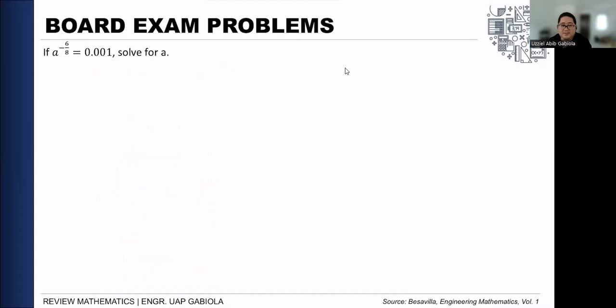Okay, so if a is raised to negative 6 over 8 is equals to 0.001, solve for a. Okay? So, solve for a. So, paano natin ngayon sa solve to? So, pwede mong i-combine yung rule mo ng exponent, ng radical, tsaka ng logarithm sa pag-solve nito, no? Hindi naman naka-specify sa boards eh. Kung, halimbawa, itong problem na to, logarithm yung i-gawin mong solution sa kanya, no?